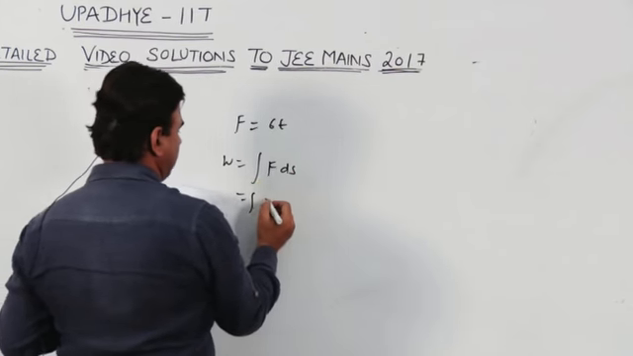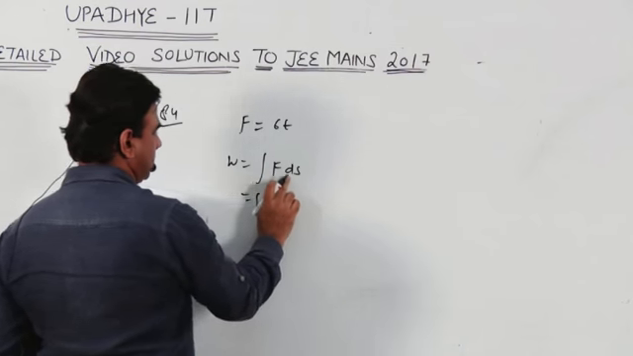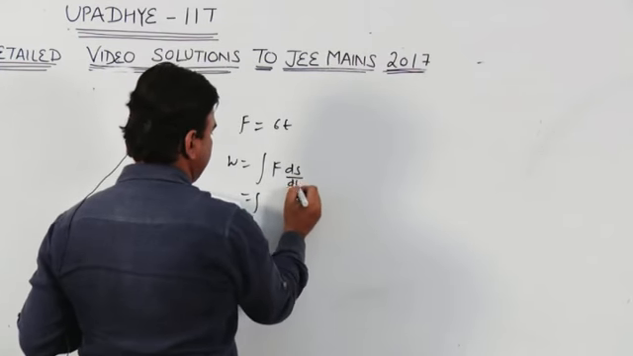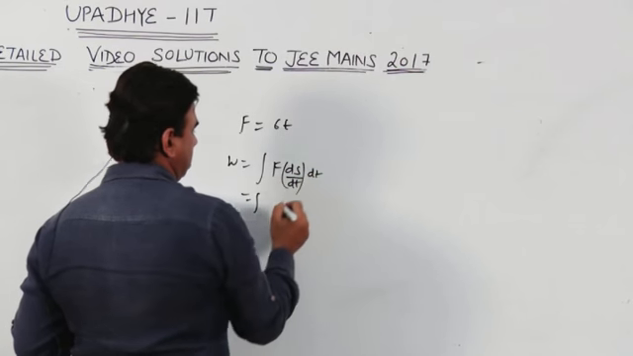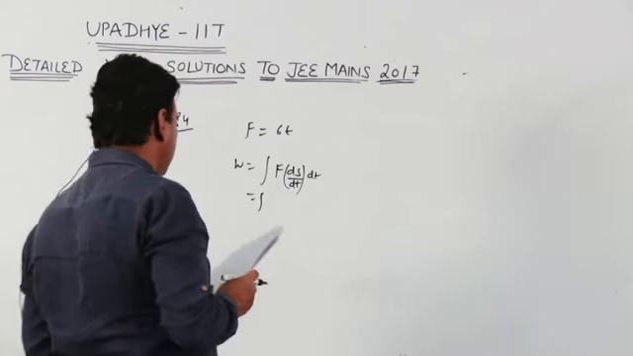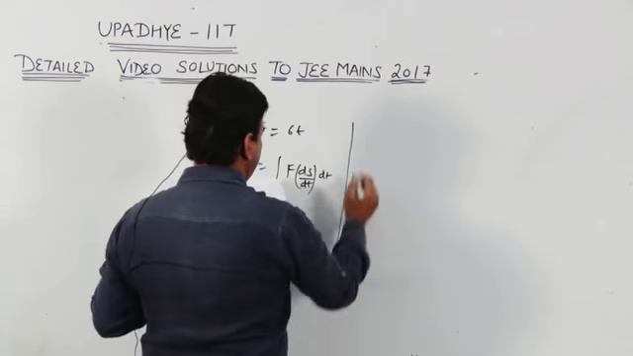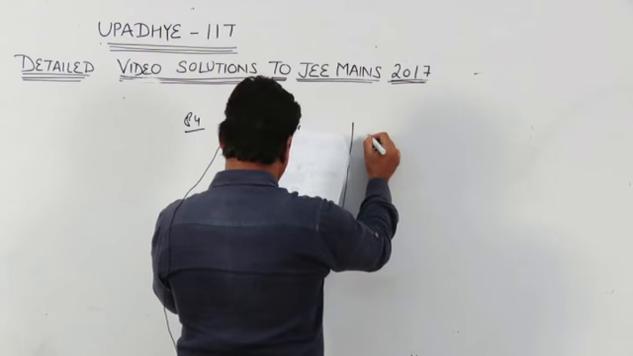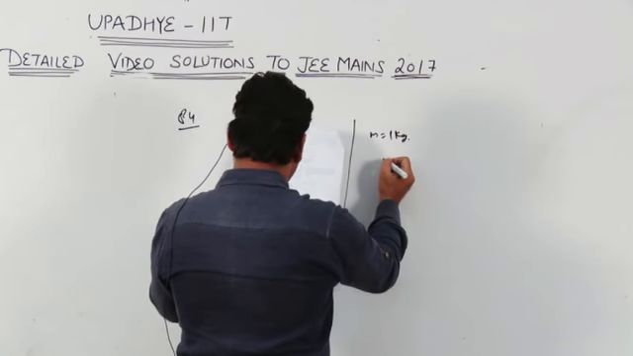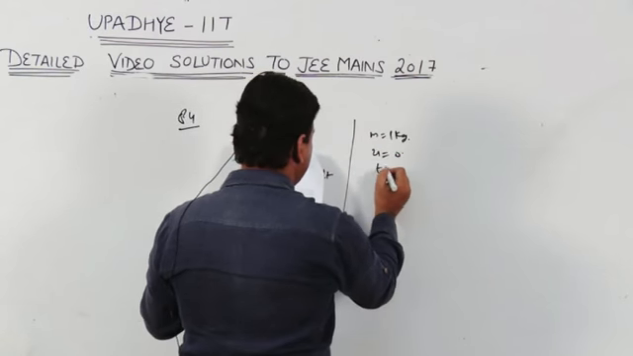F is given as 60t, and it should be in terms of S because this integration is with respect to S. So it is better to write ds as ds by dt times dt, and change this integration with respect to S into an integration with respect to t. Now how can we get ds by dt? F we can get here: a particle of mass 1 kg is given, and if the particle starts from rest, so u equals 0, we have to find work done in t equals 1 second.